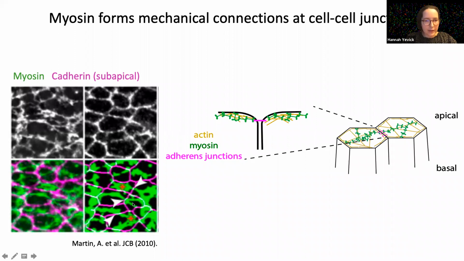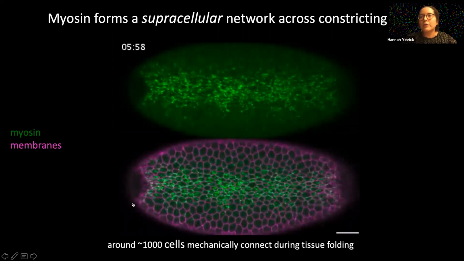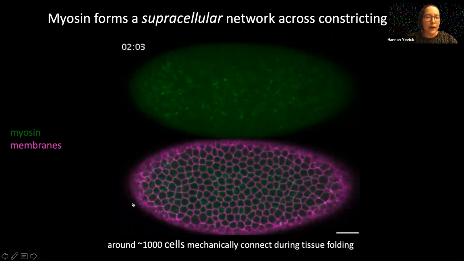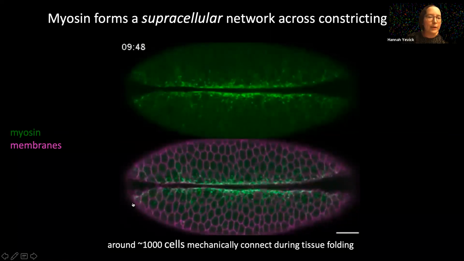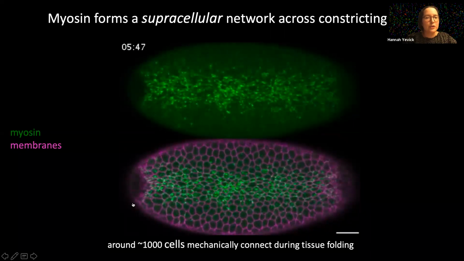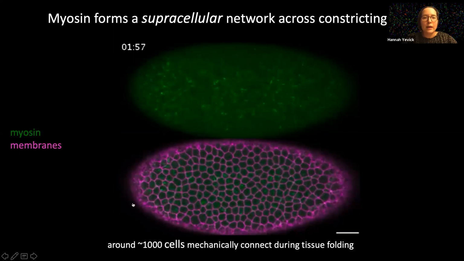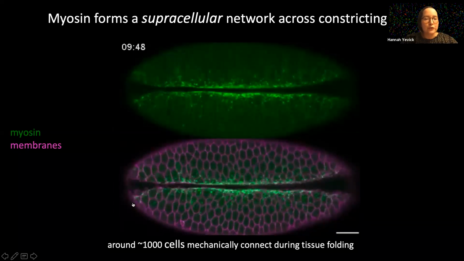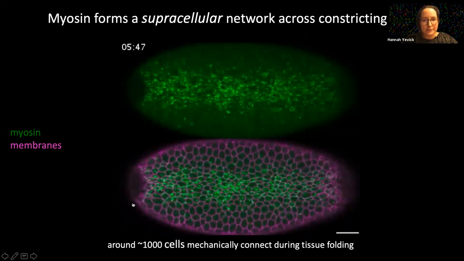So what does this look like at the tissue scale? Here we're looking at a folding embryo, looking down on these ventral cells that are accumulating myosin on their outside surface, where myosin is green and cell membranes are in magenta. And as you can see here, the myosin forms a striking supracellular network of connections between this huge group of constricting cells, which forms just prior to the tissue folding and then as it's internalizing.